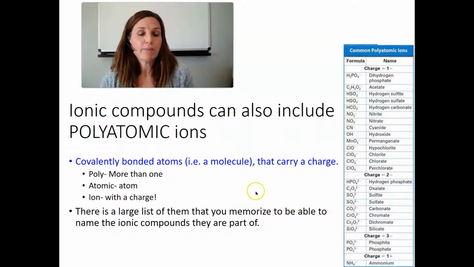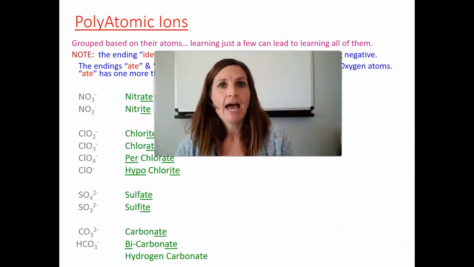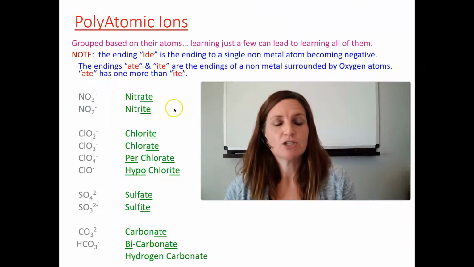So we were looking at polyatomic ions. Remember, those are multiple atoms held together covalently that have an ionic charge to them, and so they act like ions in compounds. So this is a big list of them, and this is another way to write it. So a few things you can notice.